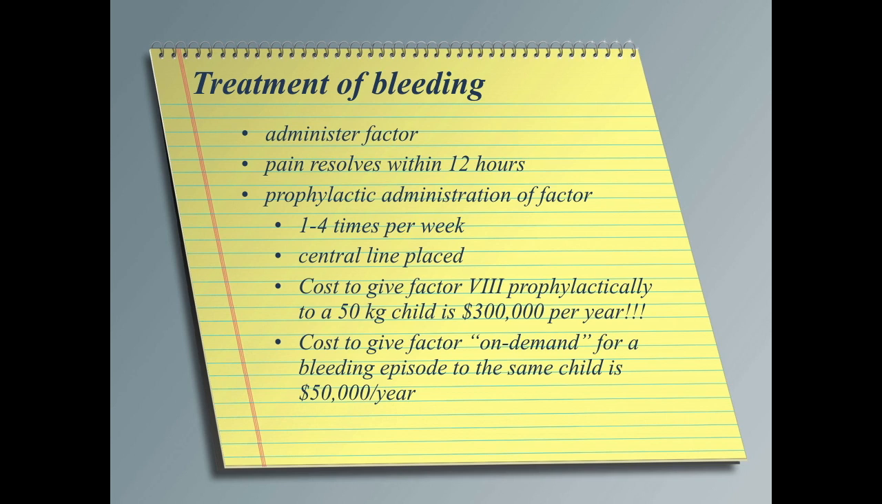Look at the cost of giving factor 8 prophylactically, so to a 50-kilo kid, $300,000 a year versus the on-demand. They have an acute bleed, we're going to give factor. It's only $50,000 a year. So based on who the insurance company is and the financial status of the parent, they may not qualify for prophylactic dose. We're only going to give them the on-demand.